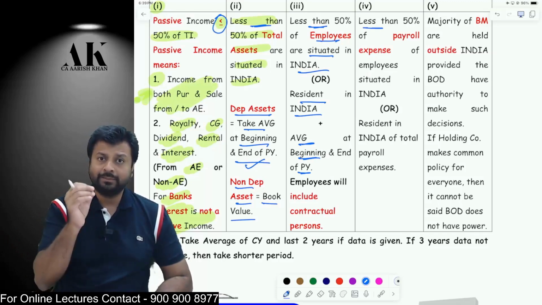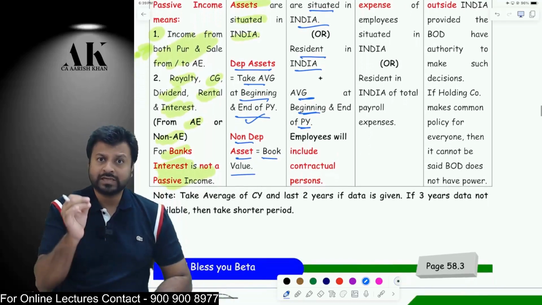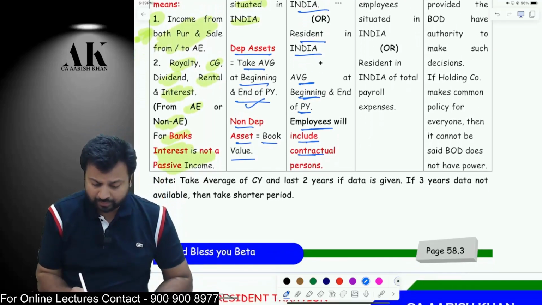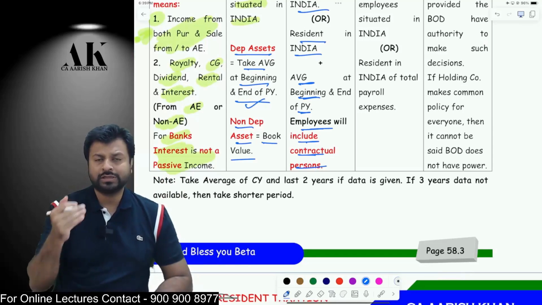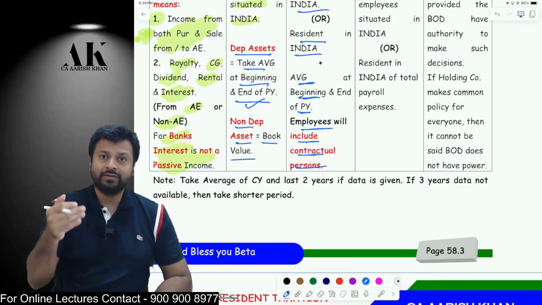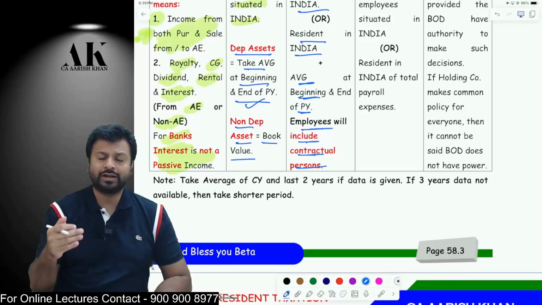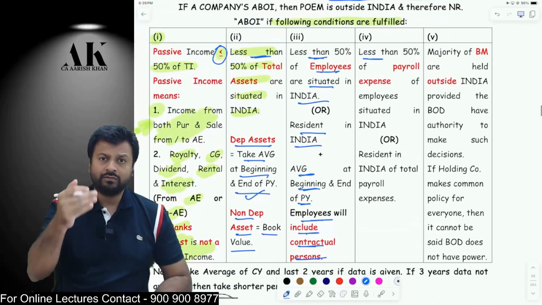Employees will not only include those who are on payroll, but you will also include the employees who are on a contractual basis. All those personnel whom you have taken on a contract basis should also form part of the employees.